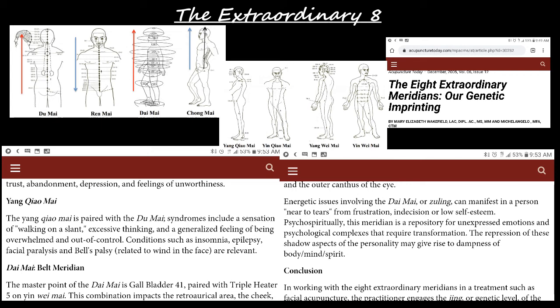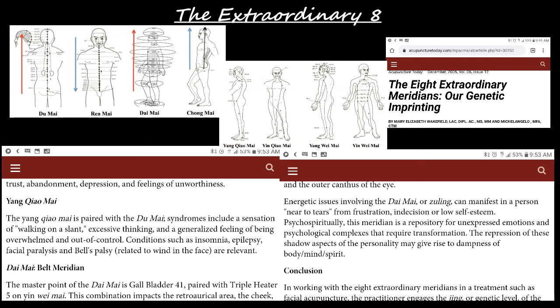Now the last one, which is Dai Mai, the belt meridian, and its master point is the gallbladder 41, and it pairs with the triple heater 5 on yang, and together it affects the retroorbital area, the cheek, and the outer canthus of the eye. The energetic issues will manifest a person near tears from frustration, indecision, low self-esteem, and that sounds like depression to me.